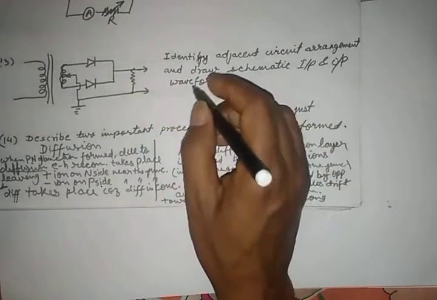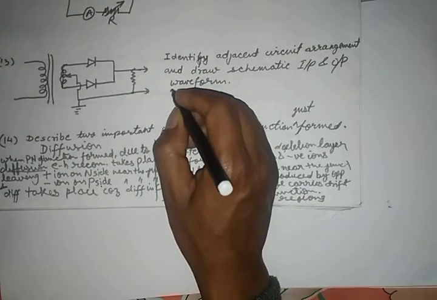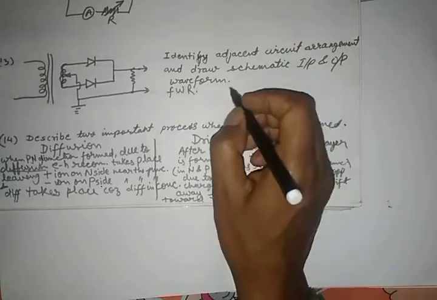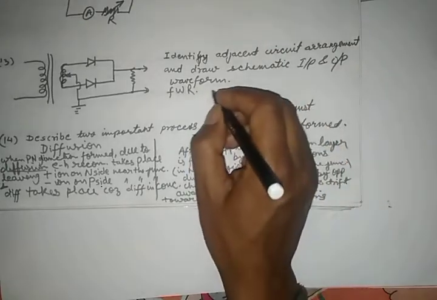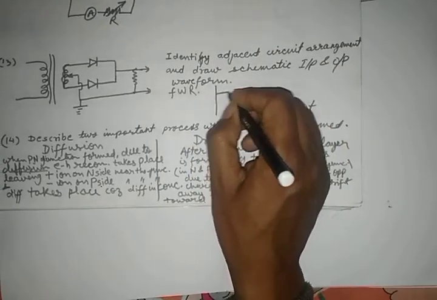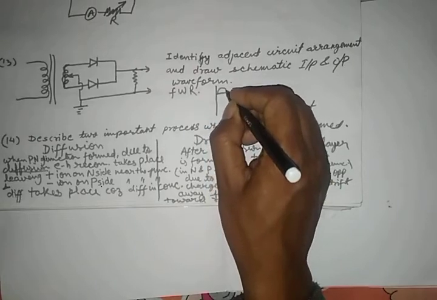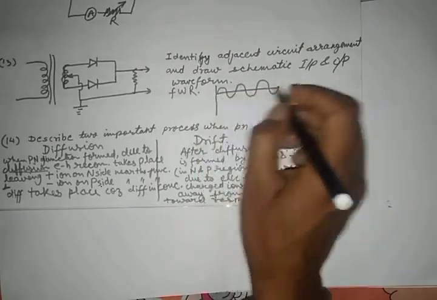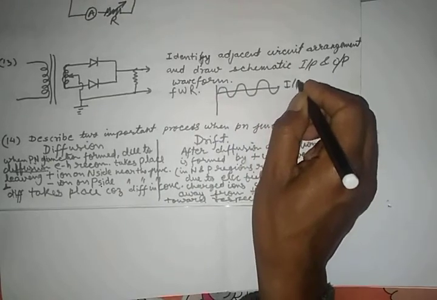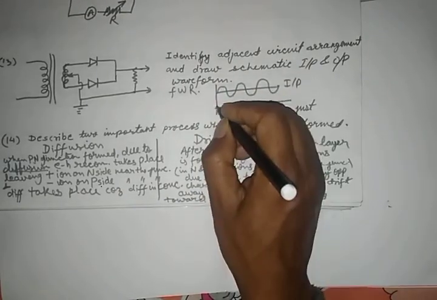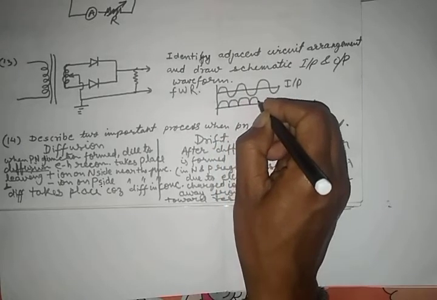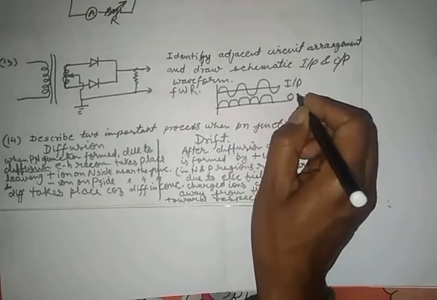So this is a full wave rectifier, and the schematic input output, in any way you can draw it. I'm drawing it like this. This is input, and just below this I'm drawing this. This is output.